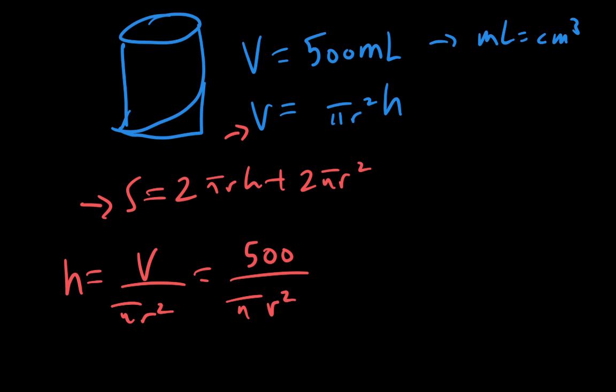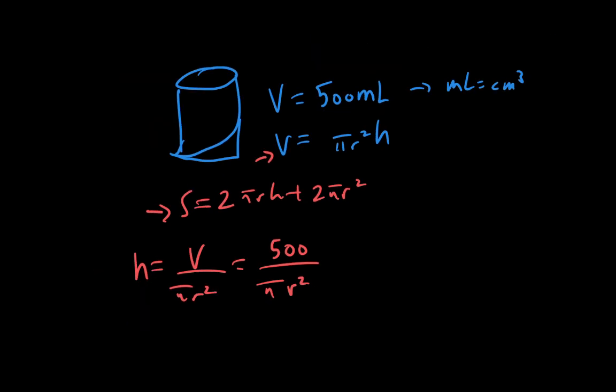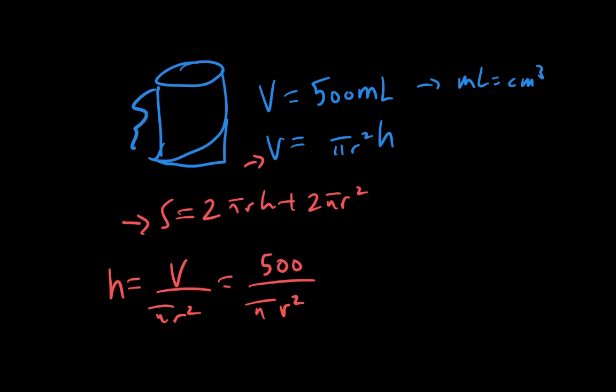Now, one quick thing. Our volume is our total, h is the height and this is r. Our surface area is going to be this circular area, and this circular area, this circular area, and this circular area. That's why it's 2 pi rh plus 2 pi r squared.